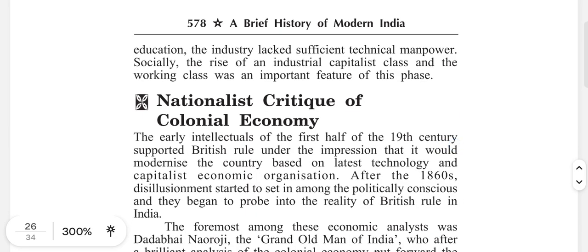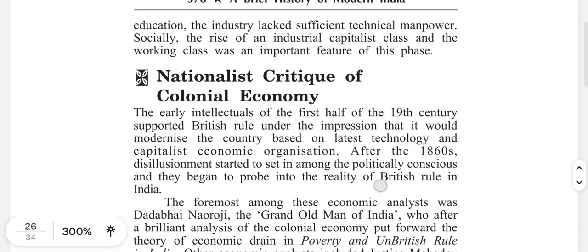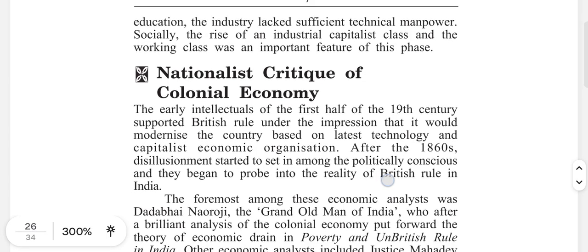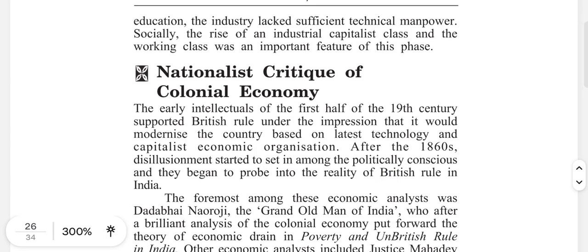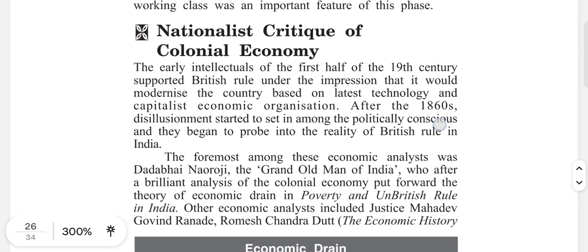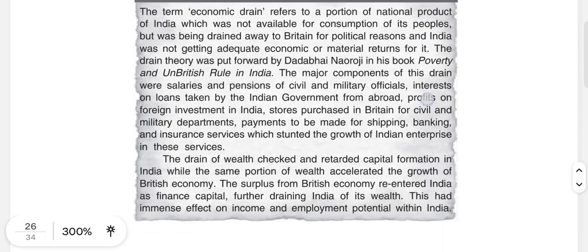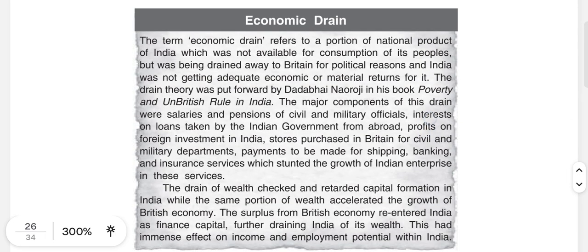Economic drain. The term economic drain refers to a portion of the national product of India which was not available for consumption of its peoples, but was being drained away to Britain for political reasons, and India was not getting adequate economic or material returns for it. The drain theory was put forward by Dadabhai Naoroji in his book Poverty and Un-British Rule in India.